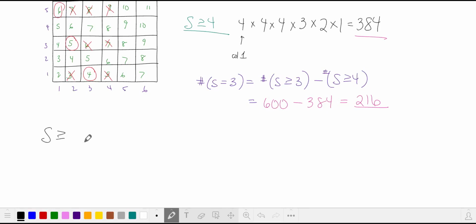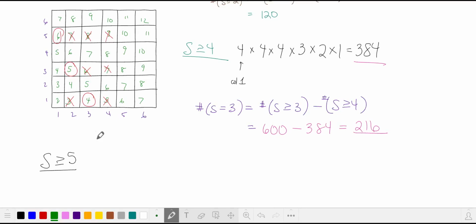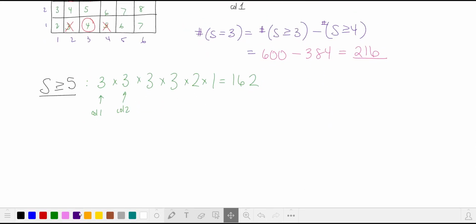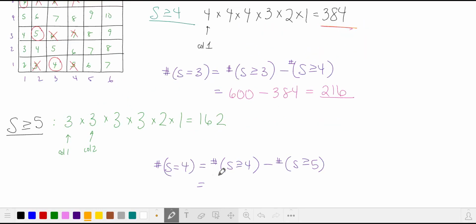We'll calculate the number of arrangements that produce a score greater than or equal to 5. In the first column, we're looking at these 3 top rows. So we have 3 choices to place a rook in column 1. We'll have 3 choices as well in column 2 and 3 and 4. Column 5 will have 2 choices and 1 choice in column 6. This is 162 arrangements with a score of greater than or equal to 5. Calculating the number of arrangements where the score is equal to 4, this is the number of arrangements where the score is greater than or equal to 4, subtracting the number of arrangements where the score is greater than or equal to 5. This is 384, and we'll subtract 162.